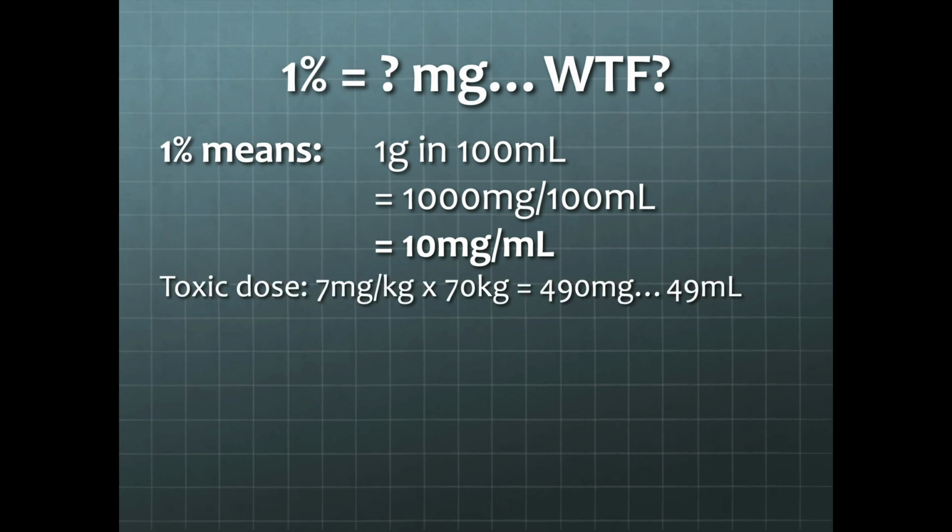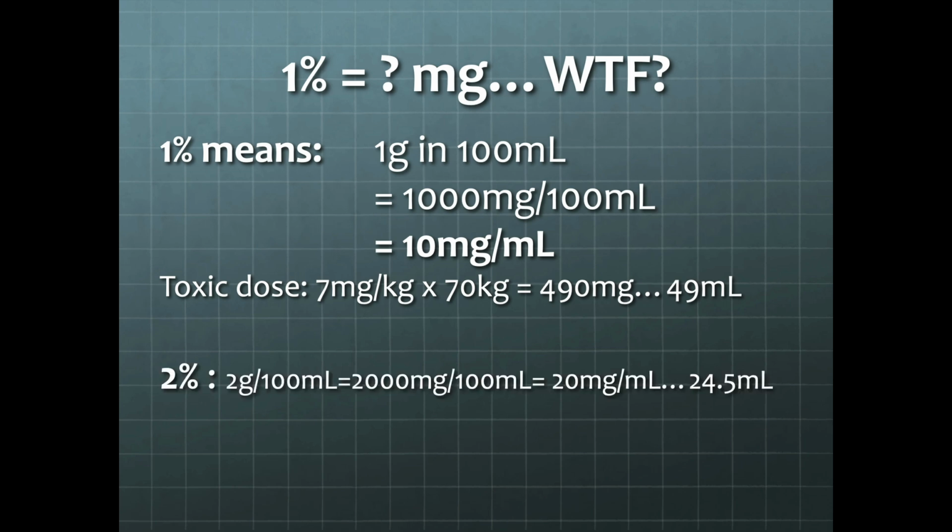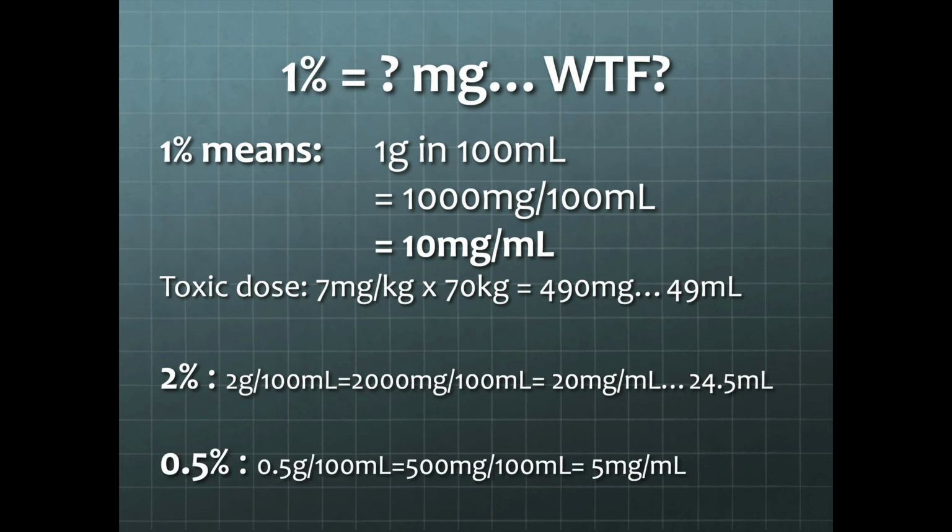A 70 kilo guy for 1% with epi would be 7 milligrams per kilogram times 70 kilos, which is 490 milligrams would be the toxic dose. At 10 milligrams per mil, that would be a total of 49 cc's. Similarly, a 2% solution would be 2 grams per 100 cc's, so that would be 20 milligrams per mil, so then the toxic dose is only 24.5 mils. And a 0.5% solution would be 5 milligrams per mil.